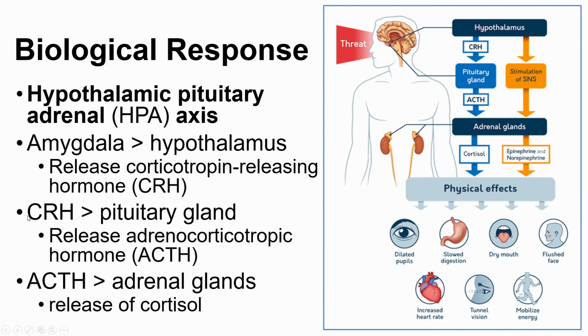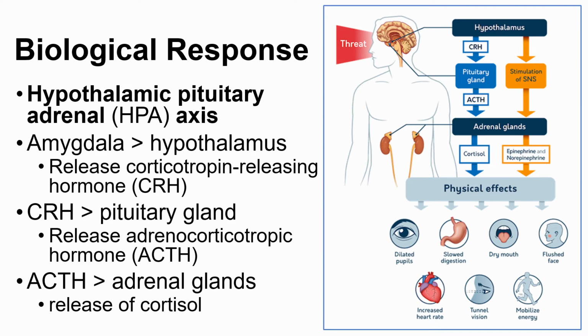Before I get ahead of myself, our corticotropin releasing hormone CRH stimulates our pituitary gland first. The adrenal glands are going to come later. So CRH activates our pituitary gland. The pituitary gland is then going to release adrenocorticotropic hormone, or ACTH, and then that hormone is going to itself stimulate the adrenal glands, and the adrenal glands are then going to release cortisol.